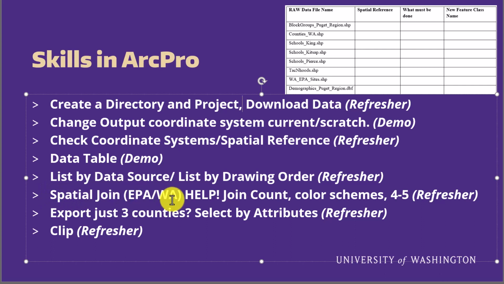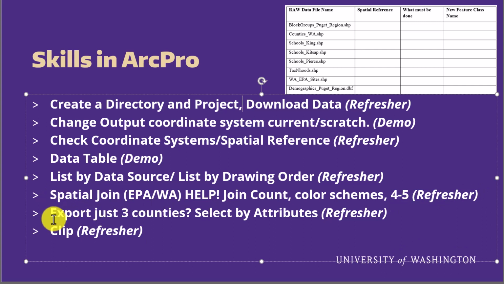You'll be using a spatial join. Be sure to use the help. You have not yet used a spatial join that I recall. Therefore, I would definitely use the help. You'll be creating a join count and then using multiple color schemes to symbolize the data using 4 or 5 fields. And this is somewhat a refresher aside from the spatial join.